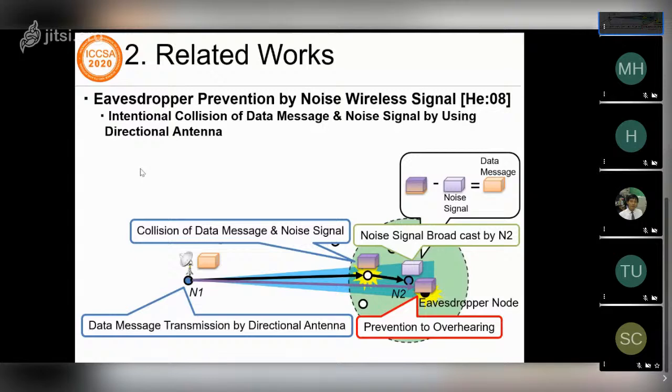Noise signal transmission for preventing overhearing by an eavesdropper node has been proposed. Here, a sender node transmits a wireless signal carrying a data message by using a directional antenna whose transmission area contains a receiver node. The receiver node simultaneously transmits a noise signal, and its neighbor nodes, including the eavesdropper node, only receive a superposed signal. Here, only the receiver node knows the noise signal itself. Hence, it receives the superposed signal from one of its neighbor nodes and recovers the original data message while removing the noise signal. Here, the sender node and the receiver node are required to have a directional antenna and enough computation power for the signal processing, respectively.